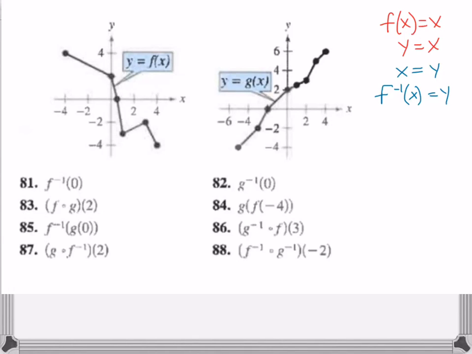So remember, just one sentence about inverses: x and y switch places. That's all you have to remember. X and y switch places. So, number 81, I'll do it the long way and then show you a short way here. It says f -1 of 0.